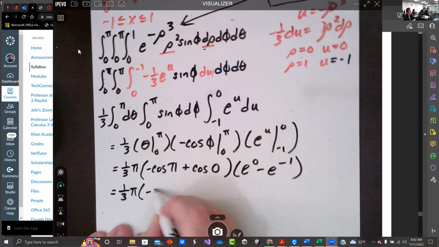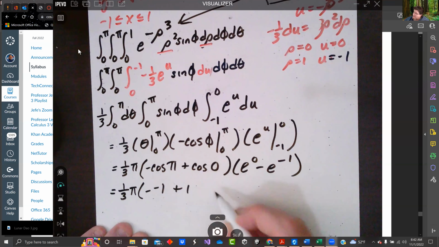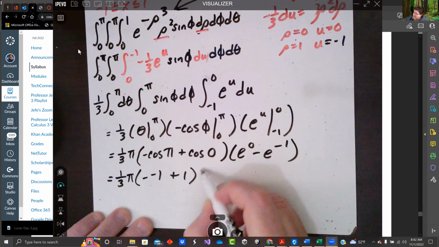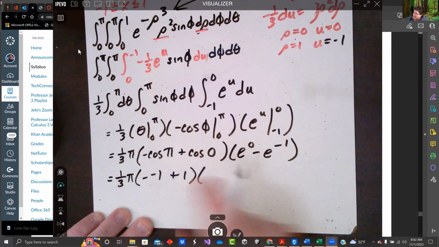This is negative 1 plus 1. And this is 1 minus 1 over e.